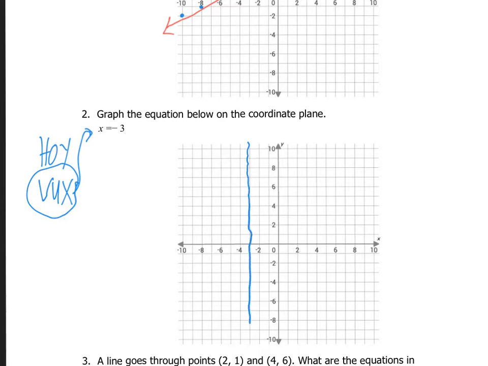Hopefully yours is straighter than mine. And then put arrows at the end. If it asked for your slope, then you would say undefined.